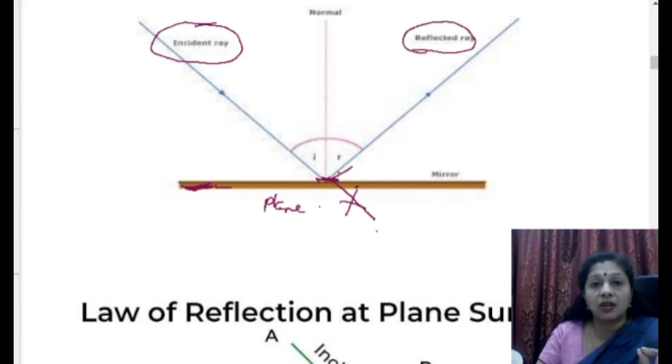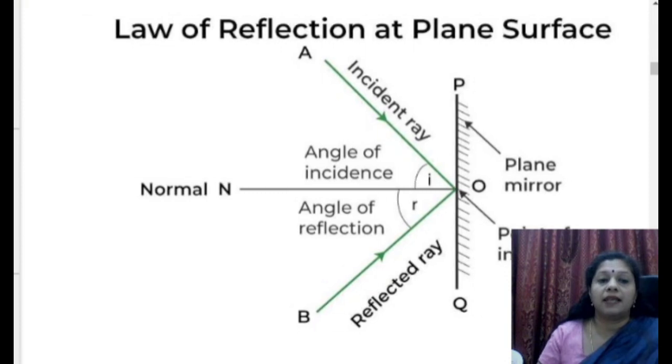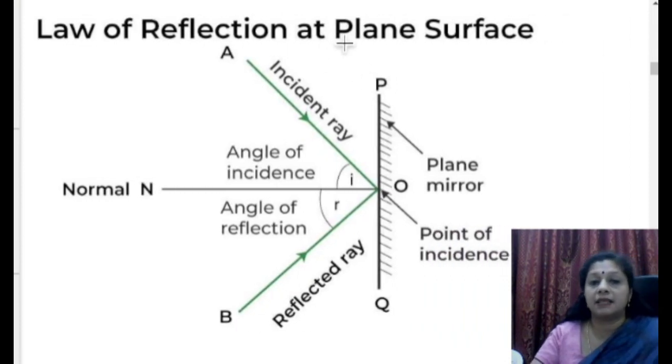Imagine it's not a single incident ray coming from an object. A large number of rays will be coming from the object. They fall on the surface and will be reflected back. And you can see a perpendicular line drawn here. This is called the normal to the surface. A few more things we will discuss now. One is reflection at a plane surface. Again, this is the mirror. This is the non-reflecting surface on the other side, and this is the reflecting surface.